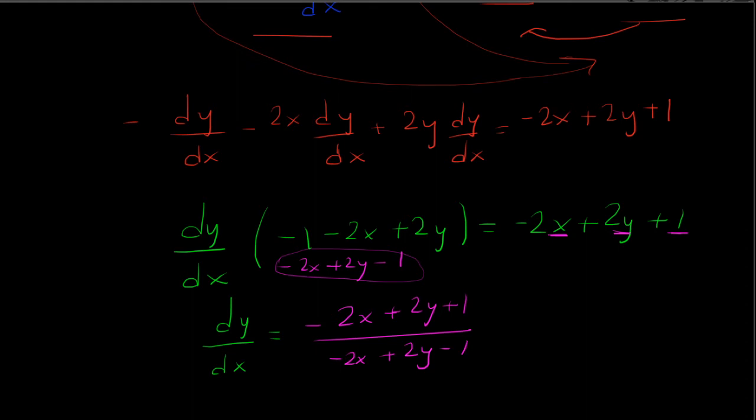So the only difference between the numerator and the denominator is the sign for 1. On the top here it's plus 1, the bottom, it's minus 1. So unfortunately, I cannot simplify this any further. So we stop here, and that is our derivative.